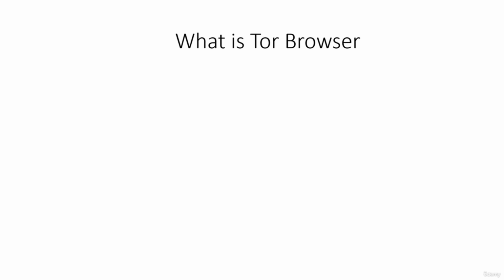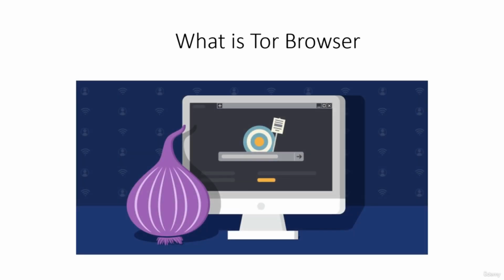So let's now talk about what the Tor browser is. Tor, which is short for The Onion Router, is a completely free, open source browser that helps you surf the internet anonymously. It erases your browser history automatically with every session and encrypts all your traffic. It also lets you access the dark web, the hidden and unindexed websites on the internet which you cannot browse using normal Chrome or other browsers.